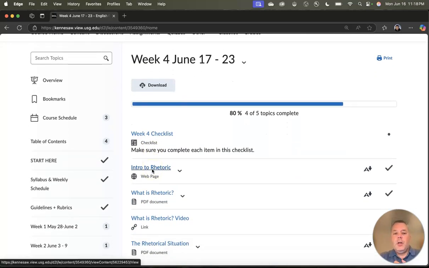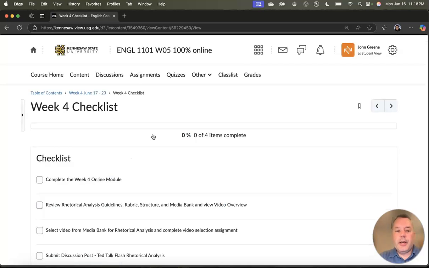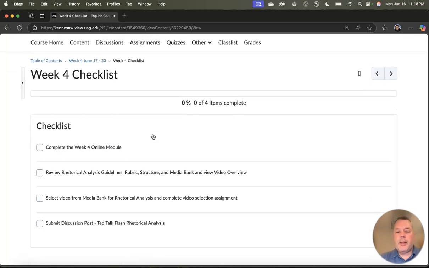So week 4, start with your checklist. You can look at this later. You'll get in the habit of looking at this. I highly recommend that you look at this every week because it's just nice to know, okay, what do I need to do? Week 4, look at the week 4 lessons, which is the online module. Review the guidelines, rubric, structure, and media bank documents for the rhetorical analysis, which is the second major assignment, and review the video overview. The video overview is, I think, really helpful because it explains those documents a little better than if you were just to read them on your own.